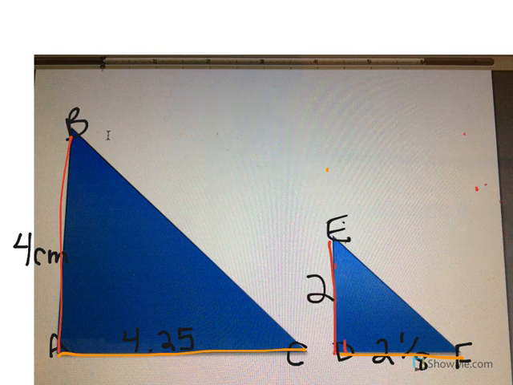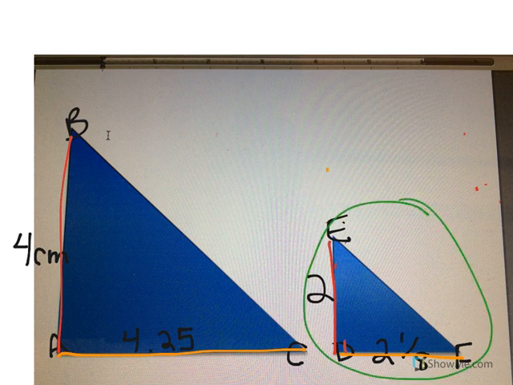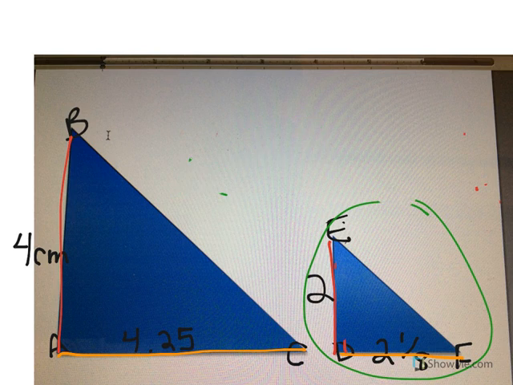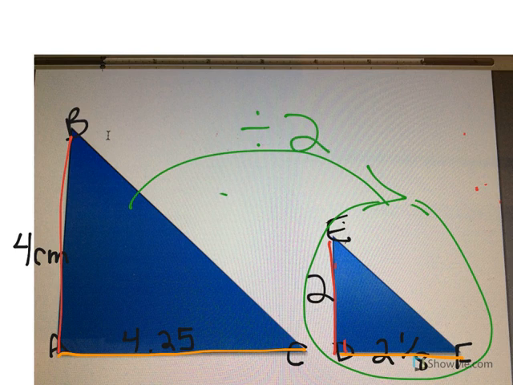What that tells me is that this smaller triangle, DEF, all the side lengths were multiplied by 2 to get the larger triangle. Or we could say that the larger triangle was divided by a factor of 2 to get the smaller triangle. So all we're doing is saying that if two triangles are similar, there was a scale factor used between all of the side lengths to get the other ones.